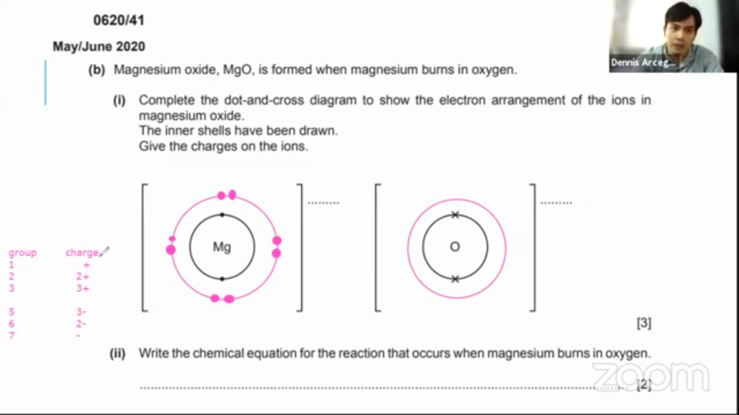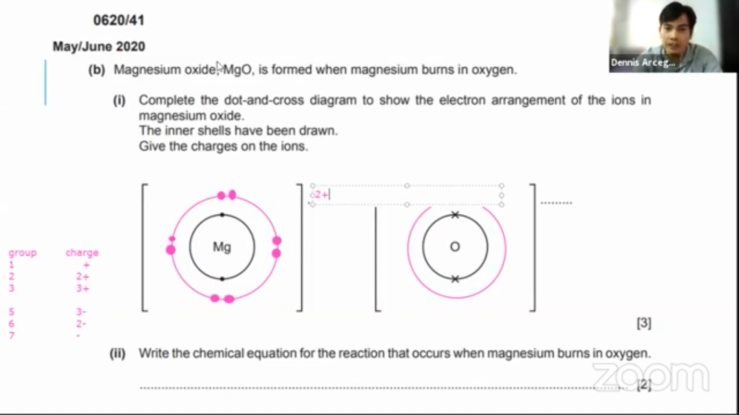Now look at magnesium. Magnesium is group 2, so it will lose 2 electrons. What will be the charge of magnesium if it's from group 2? Just write there 2 plus. Simple as that. In the periodic table, group 2 loses 2 electrons, so the charge will be 2 plus.